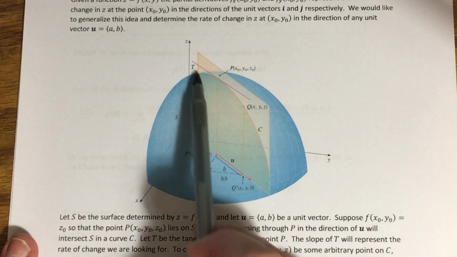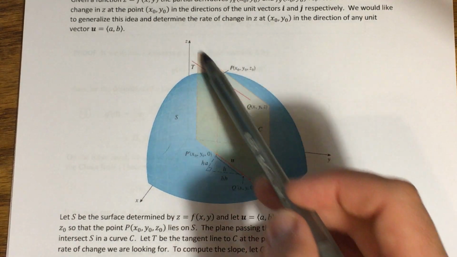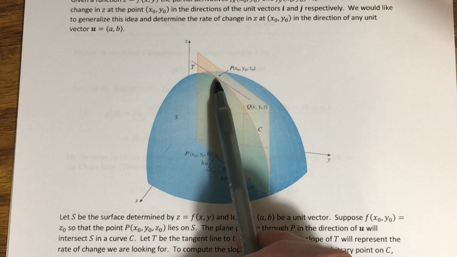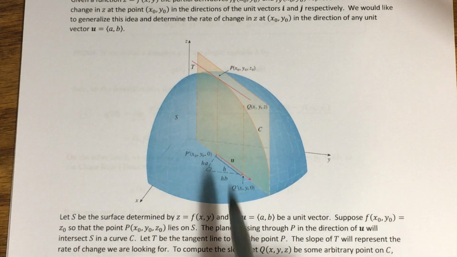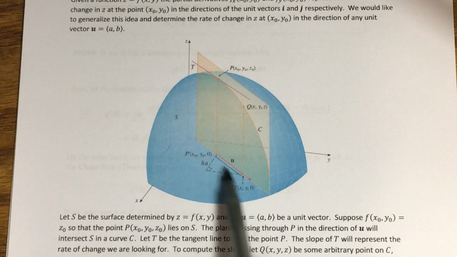Again, remember the goal is to approximate the slope of this tangent line, because that's going to represent our rate of change. Using the secant line instead, what I want is a change in z as I go from point P to point Q over a change in the amount of distance that I traveled here.